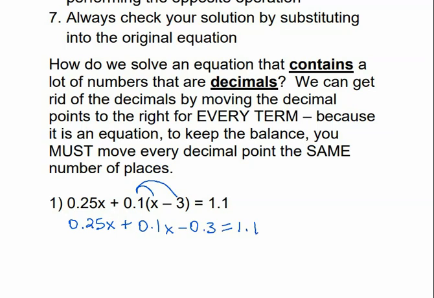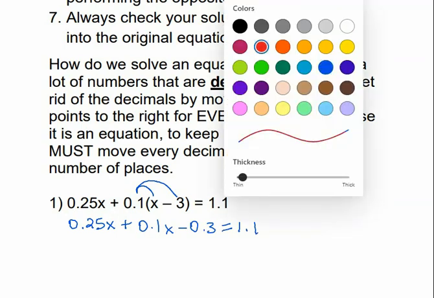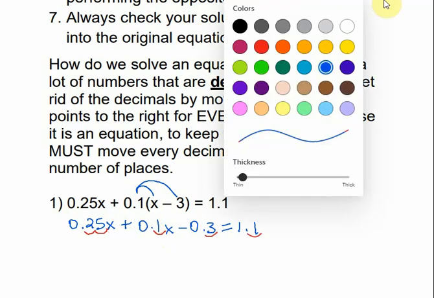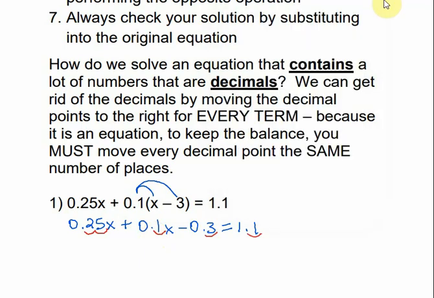Well, when we look at the number of decimals in each term, if I look in this first term, there are 2 decimal places. There's 1 here, 1 here, and 1 here. So the maximum number of decimal places in any term is 2. This one has 2 decimal places. So to get rid of the decimals, we need to move the decimal to the right 2 places in every term. Whatever the most is, that's what we're going to do in every term.